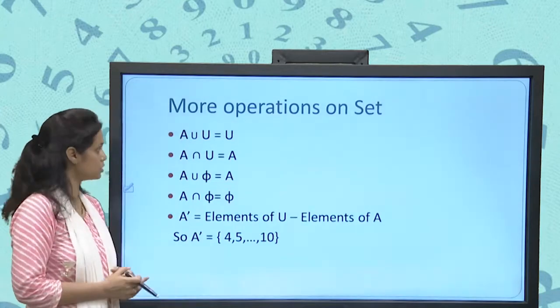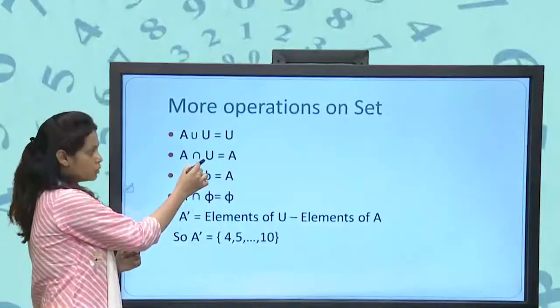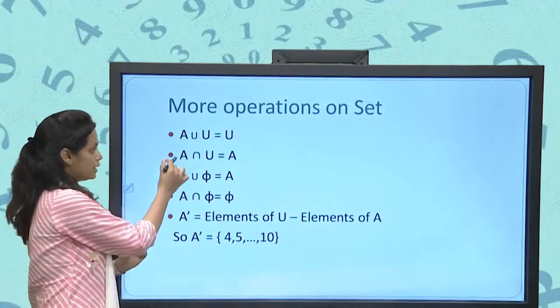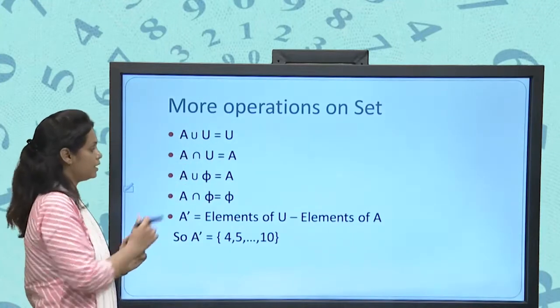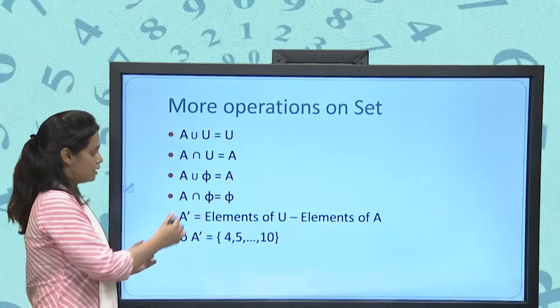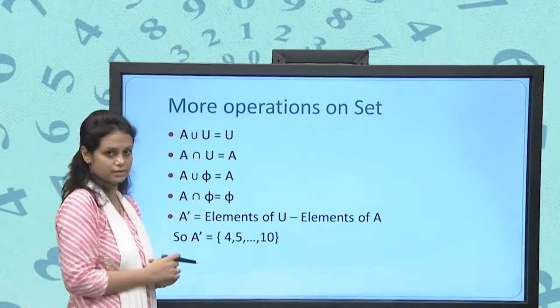Some more operations on the set. A union universal set is always the universal set, because U will cover all the elements, including those present in A. A intersection universal set is always A, because we have to find the common elements between A and the universal set. A union phi is A. Phi is the null set. A intersection phi is phi, because this is the smallest set.